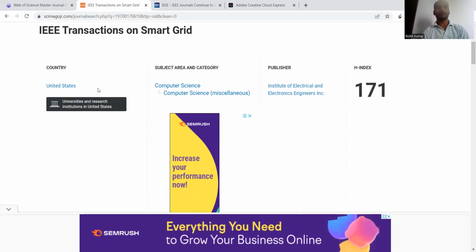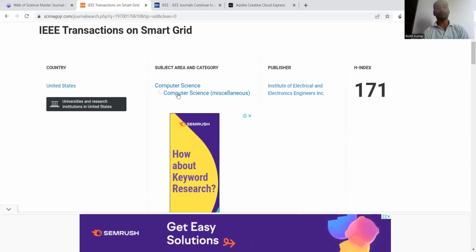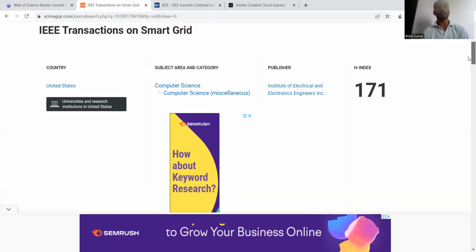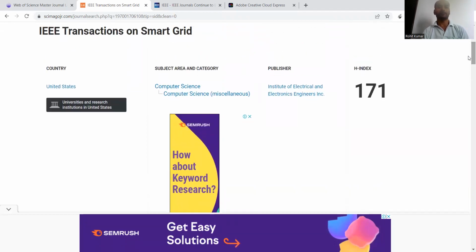It is a USA journal, and it is very much focused, because you can see that it is only computer science miscellaneous, meaning including the different applications. But still, there is a single track, which is a very good thing, because most of the journals like the IoT journal have so many different tracks.